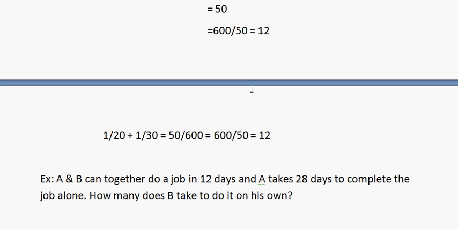Let's go to the second case, which comes very often in exams, which says A and B can together do the work in 12 days and A takes 28 days to complete the job alone, right? How many days does B take to do it on his own? So again 1 to 2 minutes for this. Try and do it.